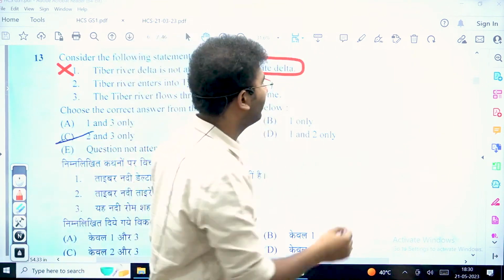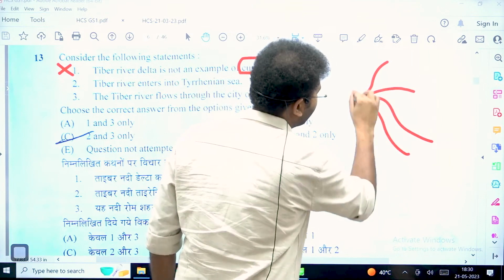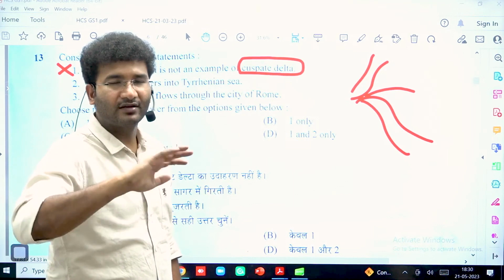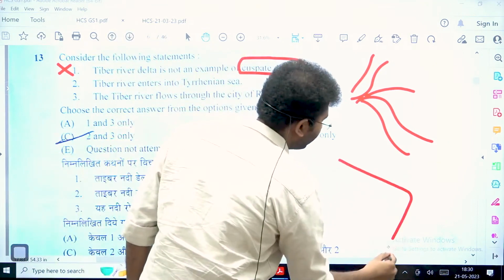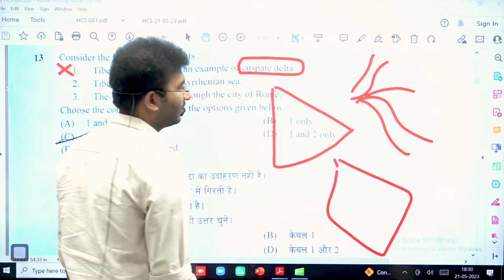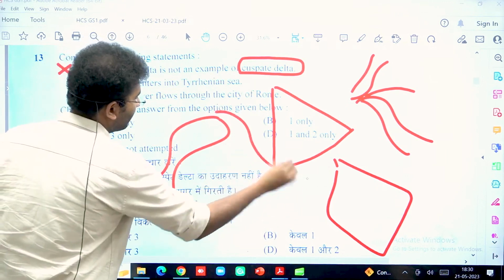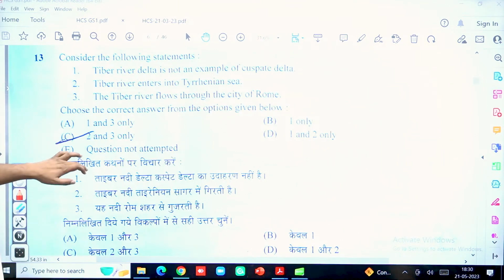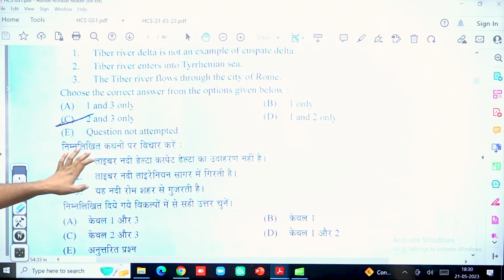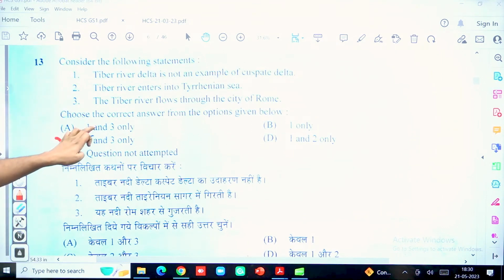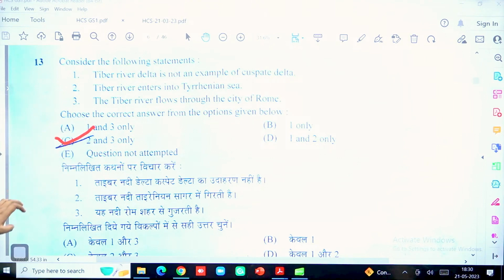Deltas form in different ways. A delta can be found like a bird's leg or a bird's fingers. Another delta can be triangular in shape. A delta can also be irregular in its nature. So the Tiber River is not a Cascade Delta. It is a triangulated delta, where statements 2 and 3 are right. So the answer would be C only. The first statement is a wrong statement.